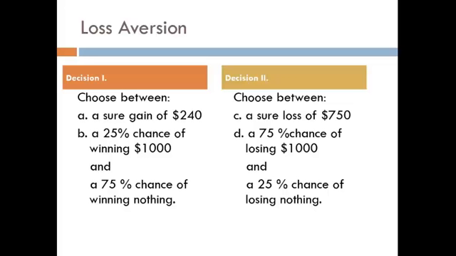$240. It's exactly the opposite in decision 2. I already have to give you $750, versus I might have to give you more, but I might not have to give you anything. And I want that chance to not have to give you anything. So our loss aversion causes us to make different decisions depending on how the problem was framed.